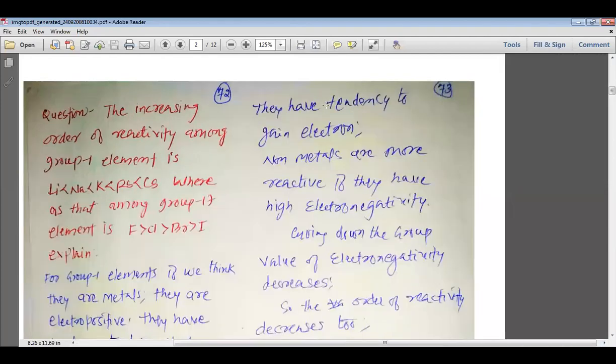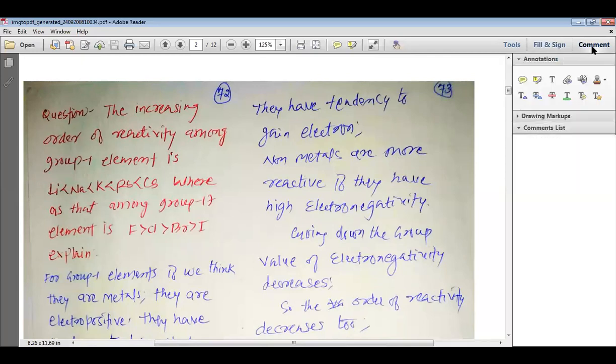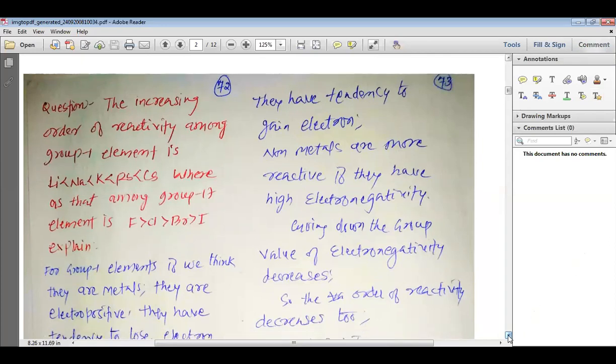The question for you today is this: the increasing order of reactivity among group 1 elements is lithium is less than sodium is less than potassium is less than rubidium is less than cesium, whereas that among group 17 is fluorine is greater than chlorine is greater than bromine is greater than iodine. Here you can see that the order we observe is exactly reverse. Going down the group, the reactivity of group 1 elements increases, whereas going down the group, the reactivity of group 17 elements decreases. What is the reason that we need to understand here?